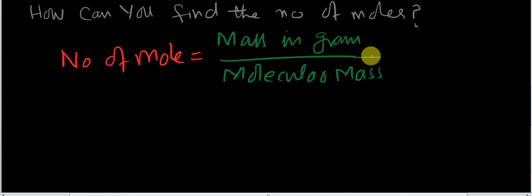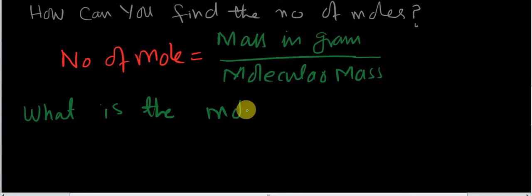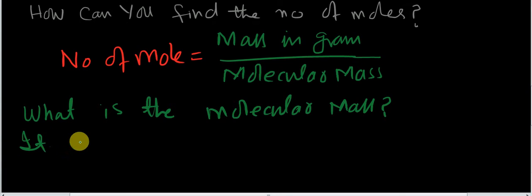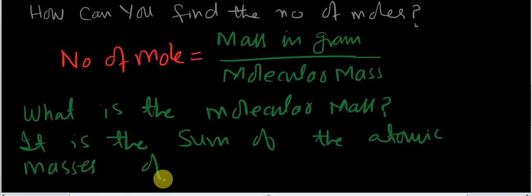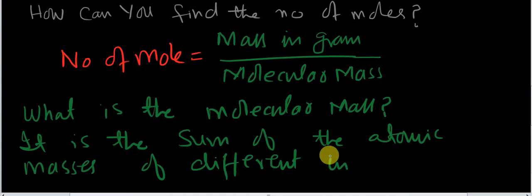For example, now look at the term molecular mass. What is the molecular mass or relative molar mass? Both terms are the same. Molecular mass is the sum of the atomic masses of different atoms in a molecule.